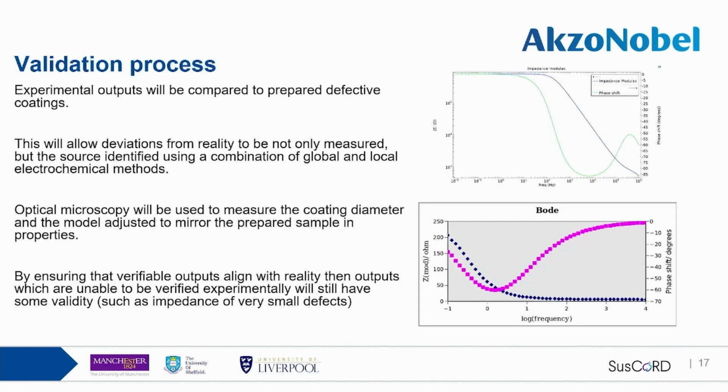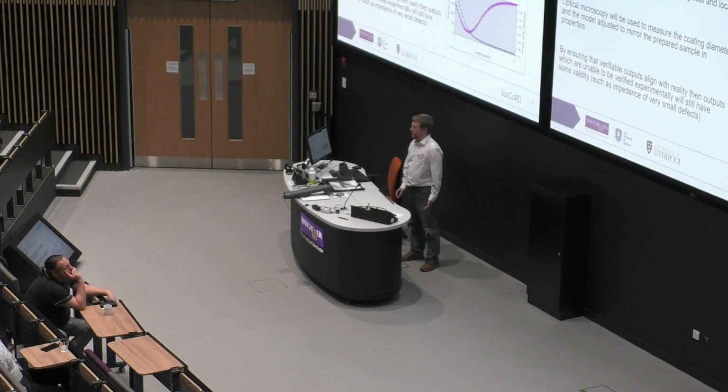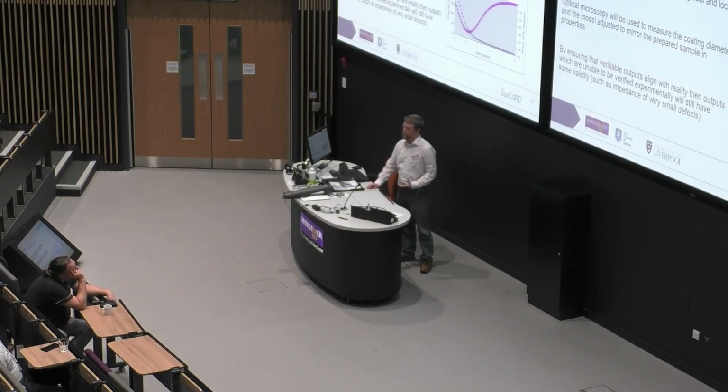Now, as for the validation process, I'll be comparing experiments which I'll be doing myself to a modeled system. The idea would be I would take a coated sample and create an artificial defect. Using optical microscopy, I will get the exact diameter of this defect. I will then adjust the model to reflect my sample and then see where things line up and where they don't line up.